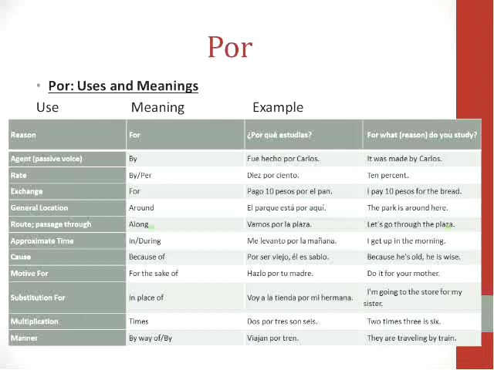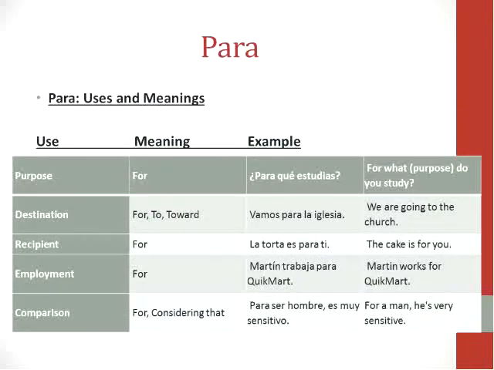Okay, and can also mean by way of, or how does someone get there? Viajen por tren. They travel by train. So you see this very common word, you'll use it often, for, or para, but in more cases you'll use por than para, depending on the meaning again. That's the idea here.